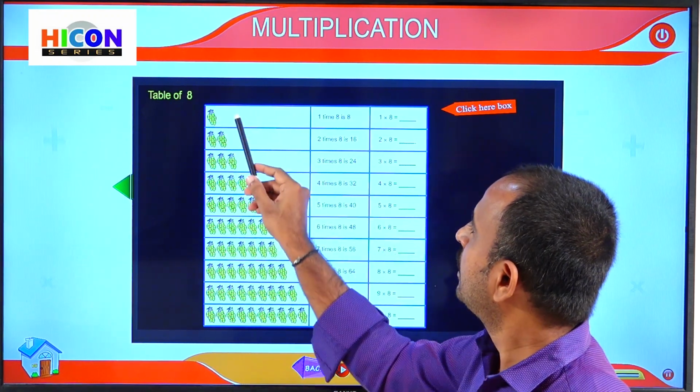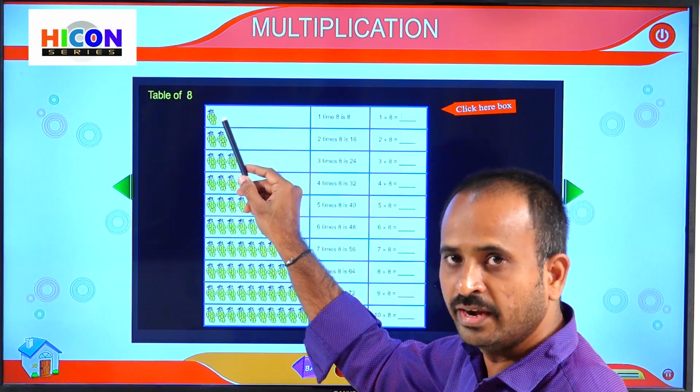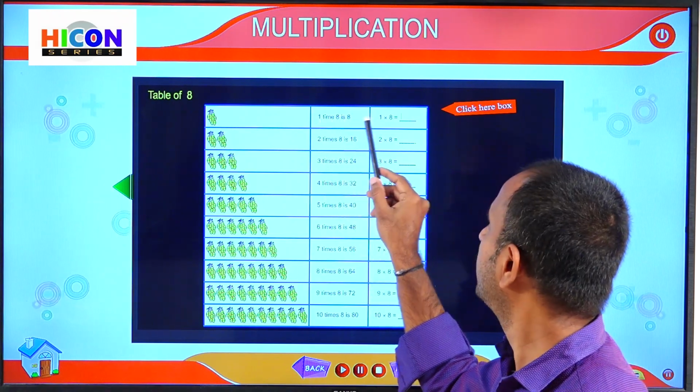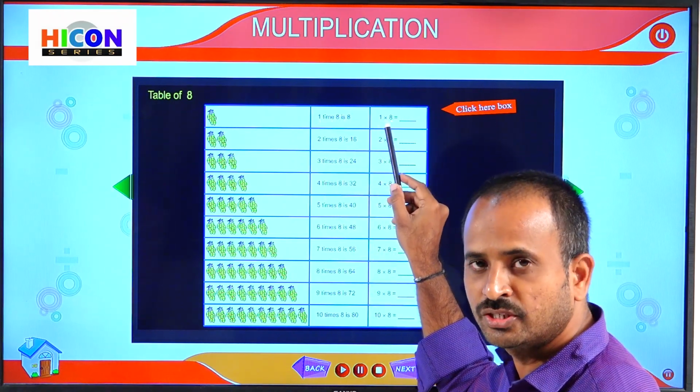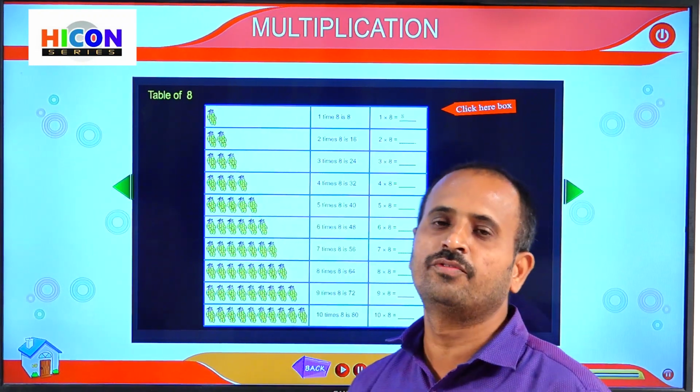So let us see the number of fruits in the first group. So one group and 8 fruits, and it can be written as 1 time 8, that is 1 into 8, 1 8 jar 8. So write 8 here, that means total there are 8 fruits.